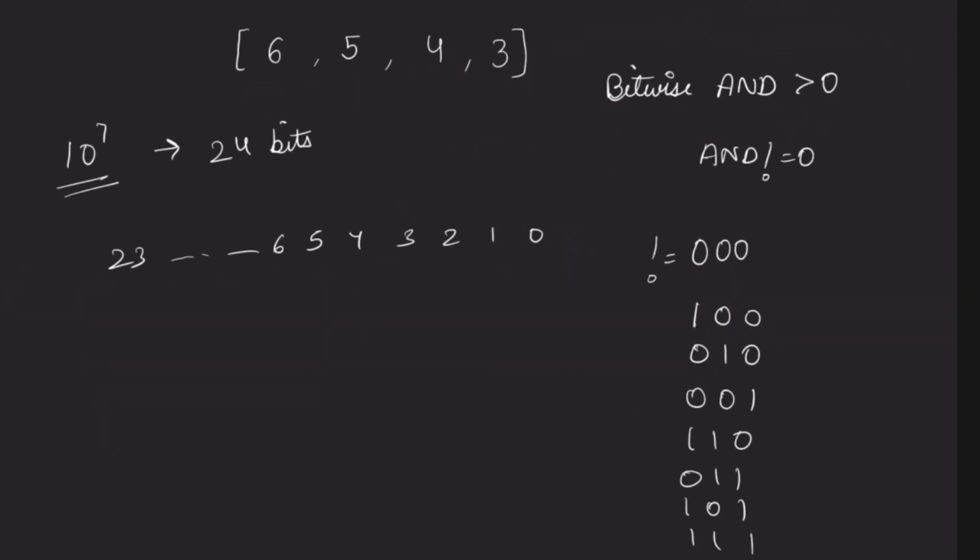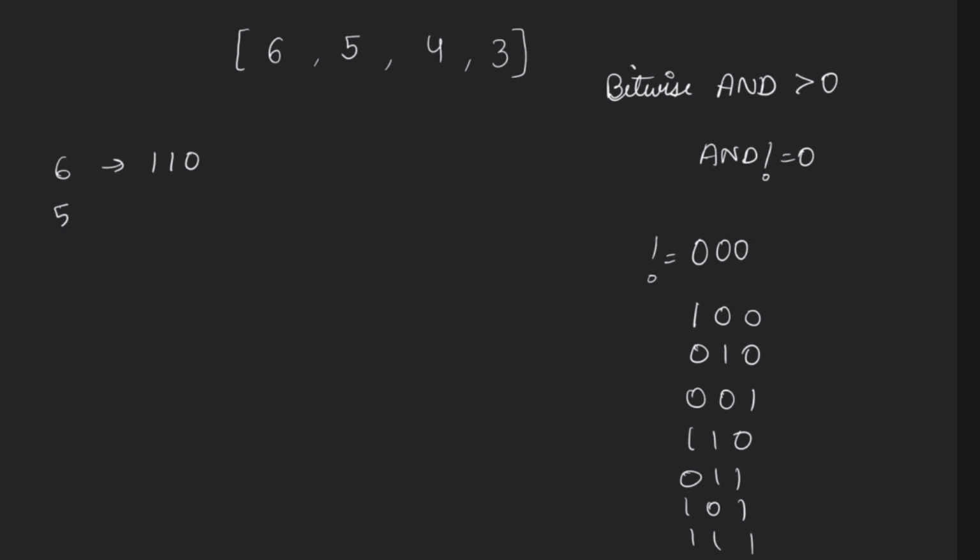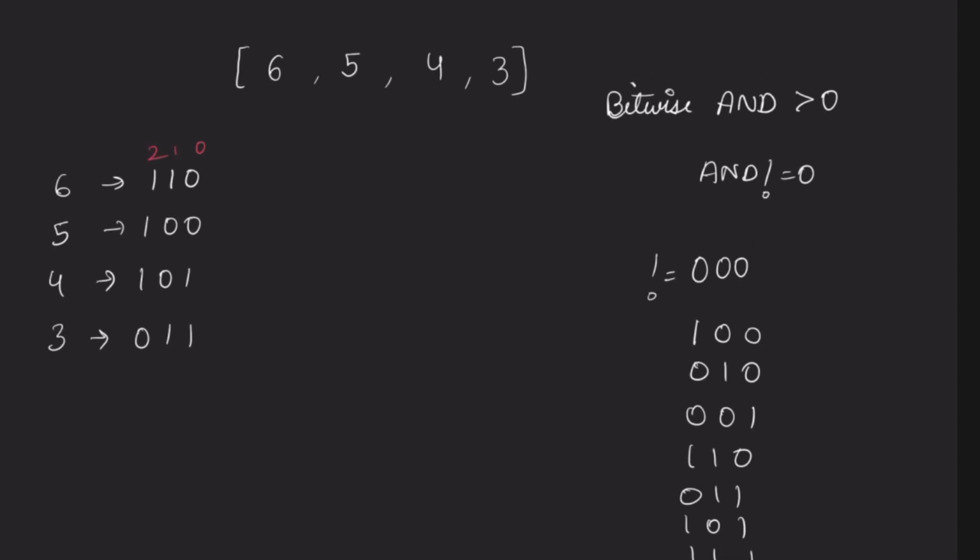So if we see the test case that is given to us, 6 in binary is written as 110, 5 is written as 101, 4 is written as 100, and 3 is written as 011. Right. So this is the 0th bit, this is the first bit, and this is the second bit. Now for the 0th bit, we have two elements which have their bit set.